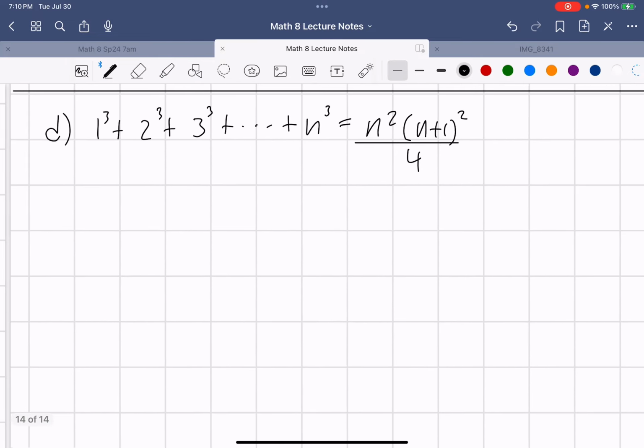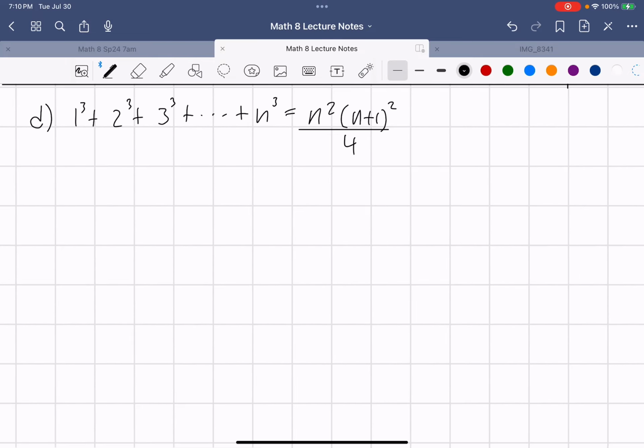Now, one more example. This one sometimes will be a little trickier, but I'm just trying to show you these aren't all the possible examples, but hopefully seeing a few more is a little more helpful. So we start with our base case, right? That is P of 1.